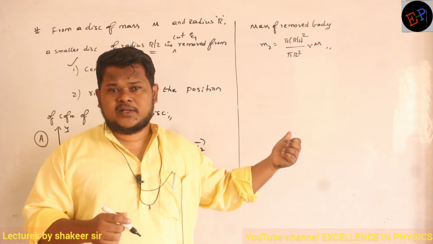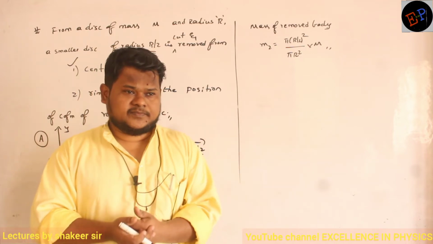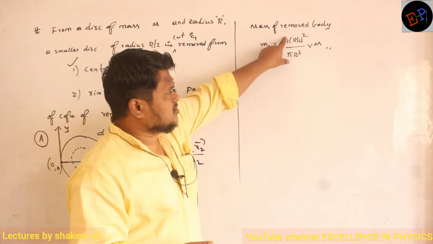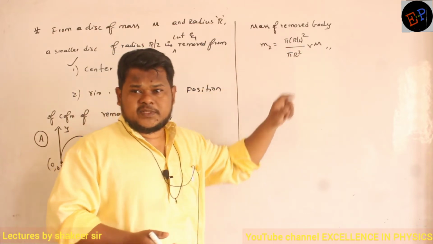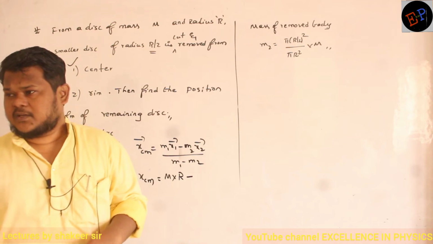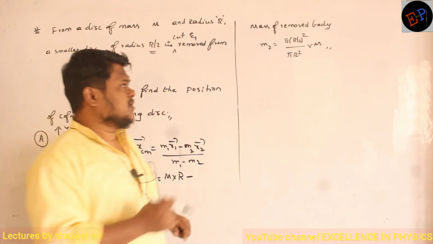Here mass is distributed in area, no? I am taking pi r square. Okay? So if you do this calculation, you will get a fraction. Fraction multiplied by total mass, you will get fractional mass. So this is the method of calculating mass of the removed body. Understood? Now do the calculation.